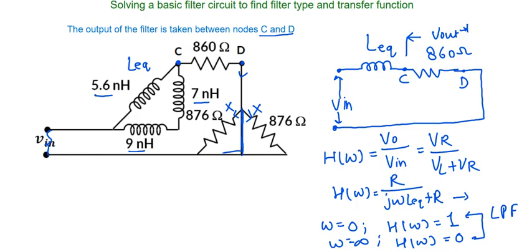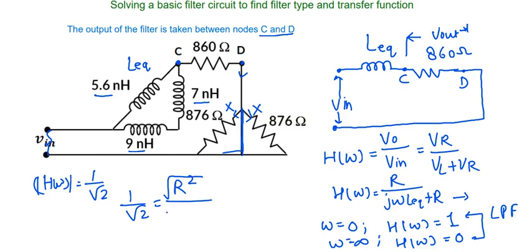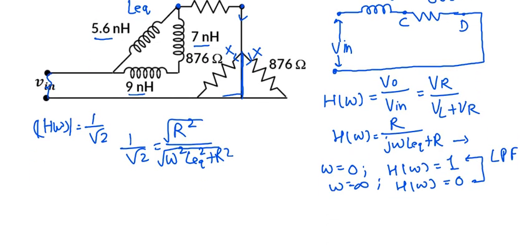So for completing the transfer function, for finding the cutoff frequency, we have to take H omega amplitude value as 1 upon under root 2. So here we can take 1 upon under root 2, it will be equal to the amplitude of R upon under root of omega square L equivalent square plus R square. Now we can square both the sides and multiply the terms, it will be directly written as 2 times R square equals omega square L equivalent square plus R square, or we can write that omega equals R by L.